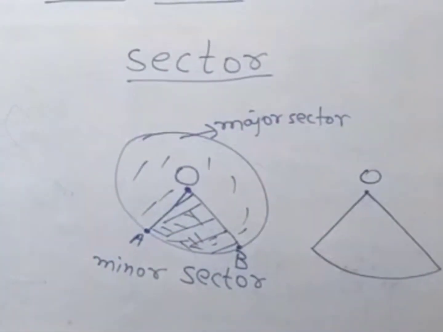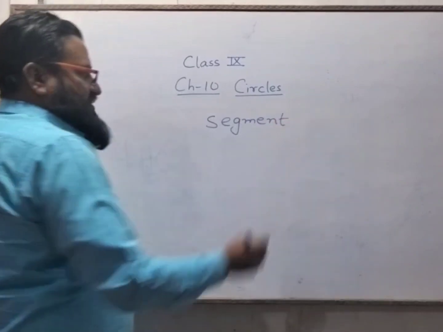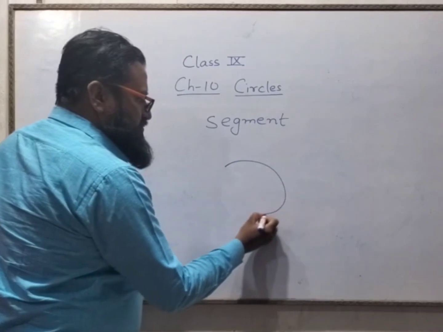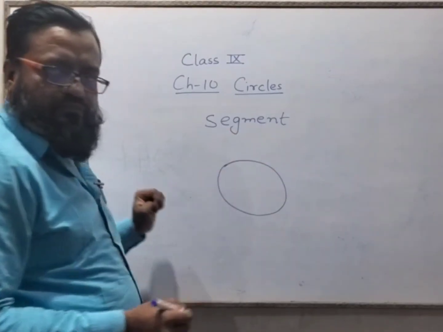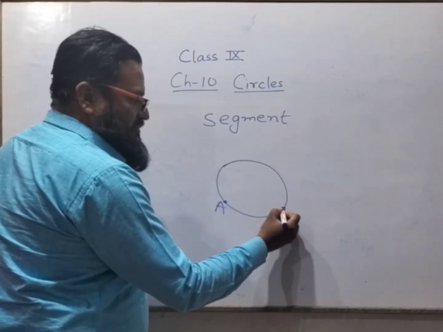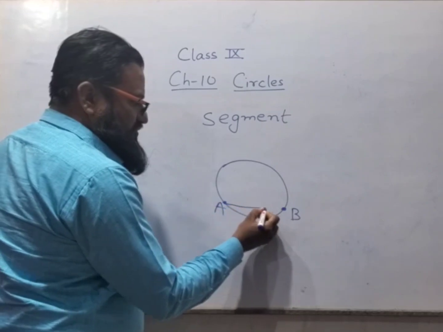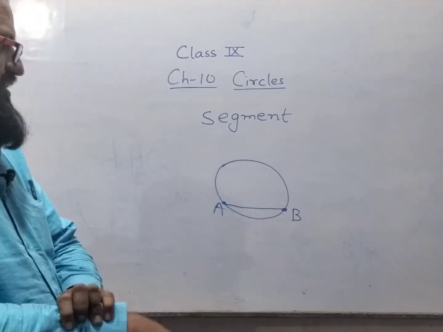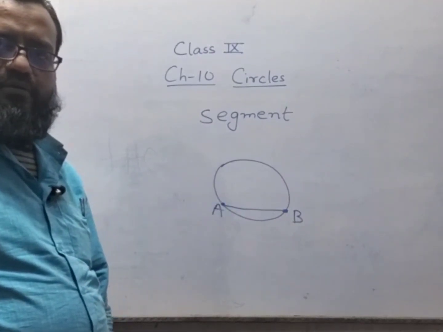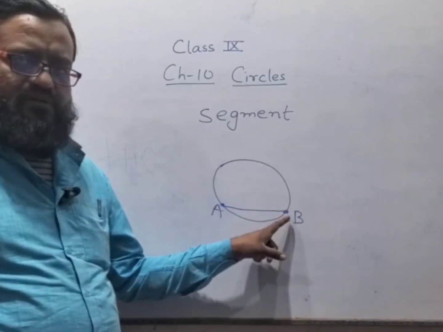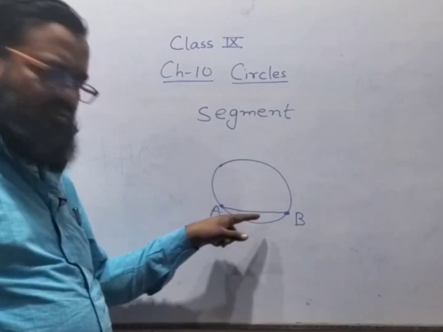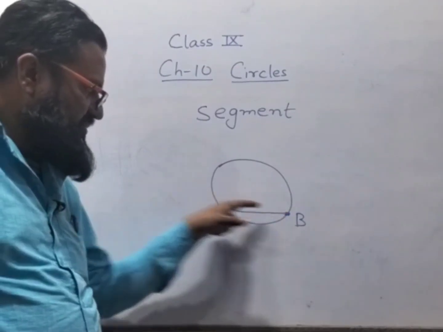Okay, the next term is segment. What is segment? Suppose this is a circle, and this is point A and this is point B. If this is joined, then this one is called chord. I have explained to you about chord. If we take 2 points on the circle and we join those points, then the line segment formed is called chord. This line segment AB is chord.